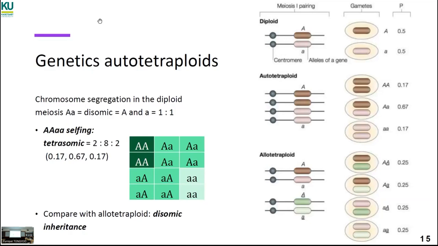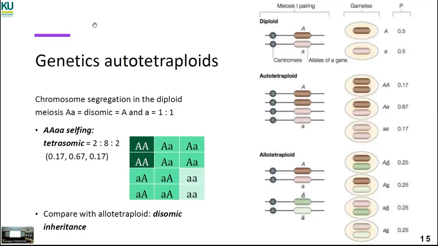I think Professor Watanabe used the 1:1 segregation, but that is of course the same as the 2:18 segregation. We talk about the tetrasomic inheritance. That is this story. In the diploid, as I said, the two gametes are at a proportion of 50%. If you have an autotetraploid, you get three different classes. The homozygous, which is 0.17. You have the recessive, also 0.17. And the 8 out of 12 is 0.67 of gametes.